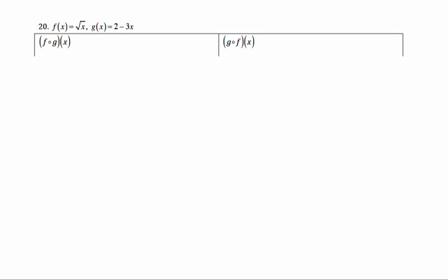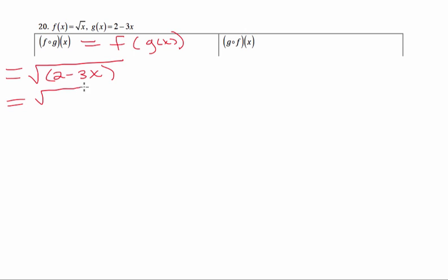For number 20, let's start with f of g of x. My f function is the square root of x, and inside where the x was, I'm going to put in g, which is 2 minus 3x. I'm going to remove my parentheses because they're not needed. I only put them there to show you that's where x used to be, and that's where I'm substituting into, so you can just take those away.